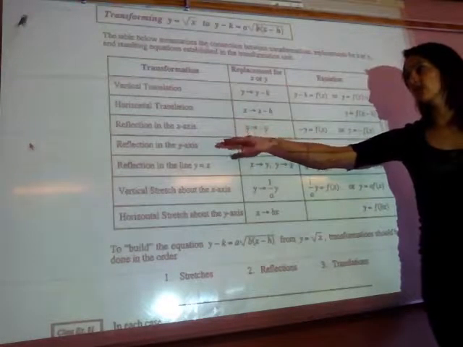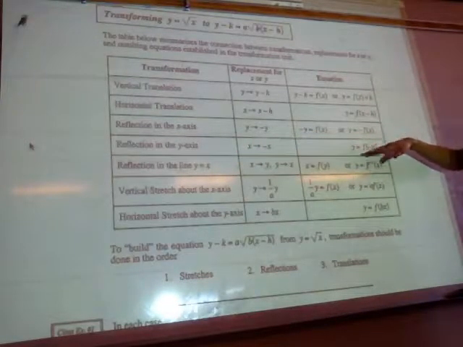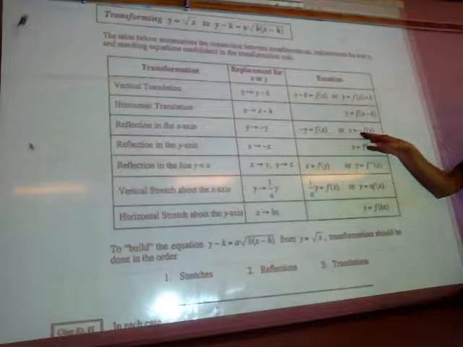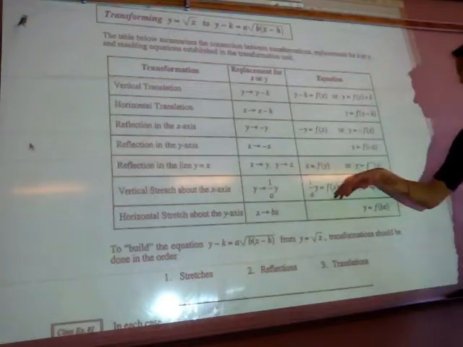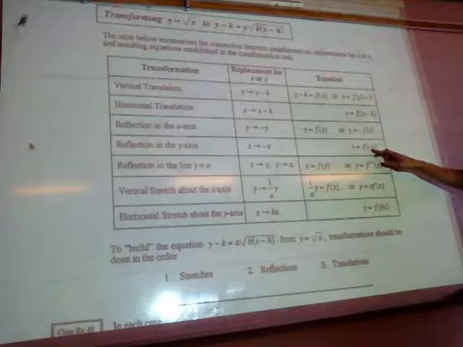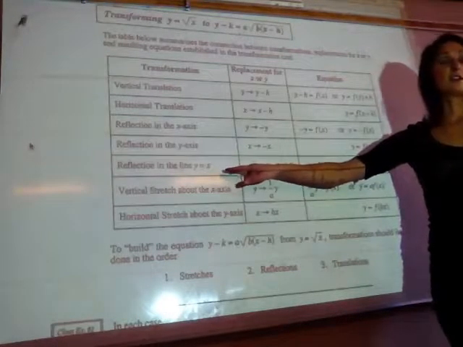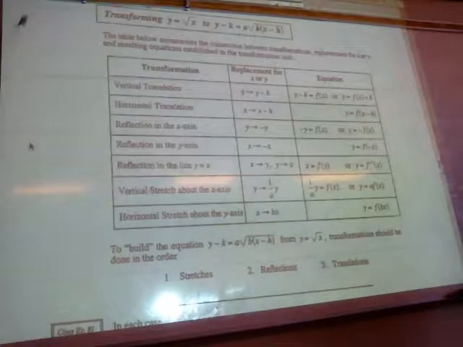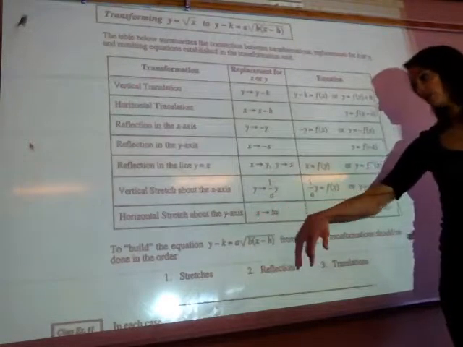We also looked at reflections in the x-axis and y-axis. For example, if we went from f of x to y equals negative f of x, the y coordinates are going to change, which means we reflect in the x-axis. For the reflection in the y-axis, the x values change sign. We also looked at inverse functions, which is the reflection in y equals x, so your x and y points change. And then we had vertical stretches and horizontal stretches.